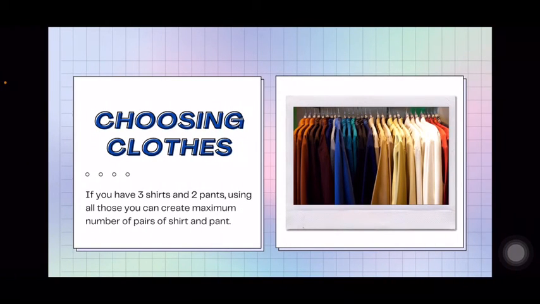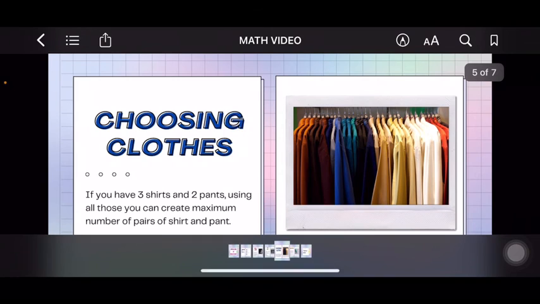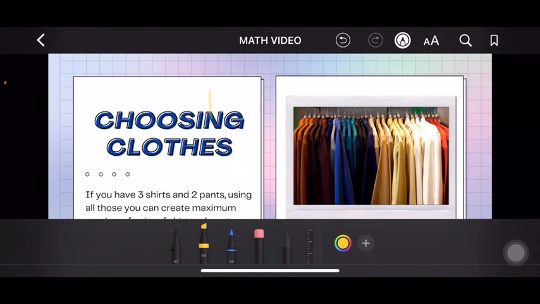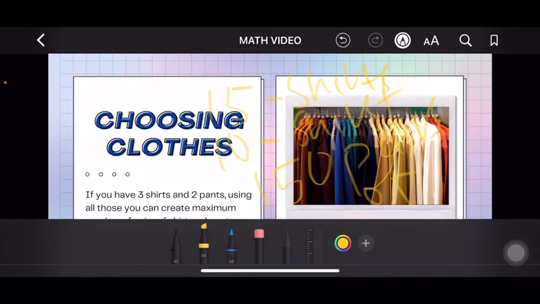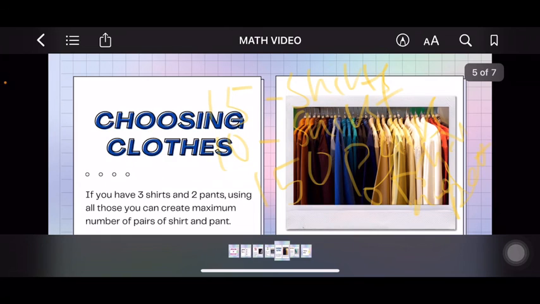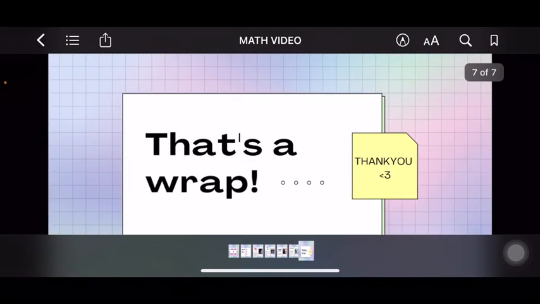The third one is choosing clothes. If you have 3 shirts and 2 pants, using all those you can create a maximum number of pairs of shirt and pants. So for example, you have 15 shirts and 10 pants. You can make 150 pairs of shirts and pants. So that's the permutation.